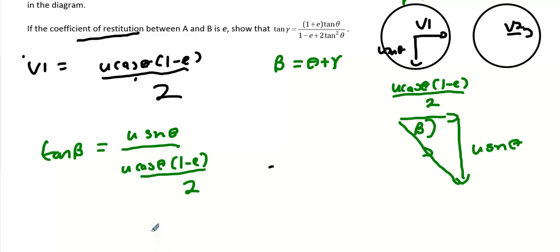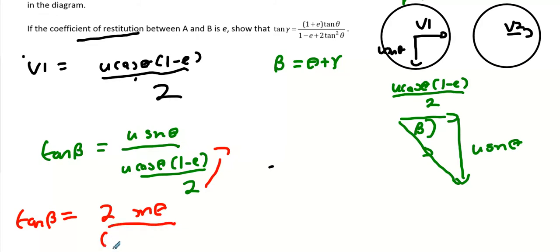I can bring the 2 to the top, so tan B is going to be 2u sine theta. Actually, get rid of the u's. The u's can cancel because they're on the bottom. Over 1 minus e cos theta. And even then, the sine theta and the cos theta cancel into a tan theta. So it's 2 tan theta over 1 minus e.